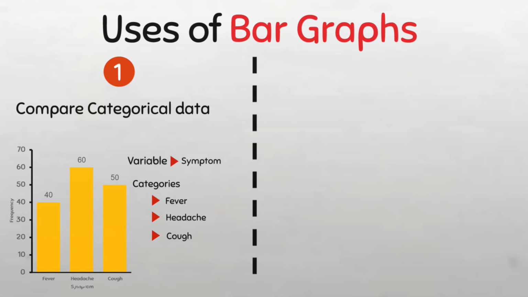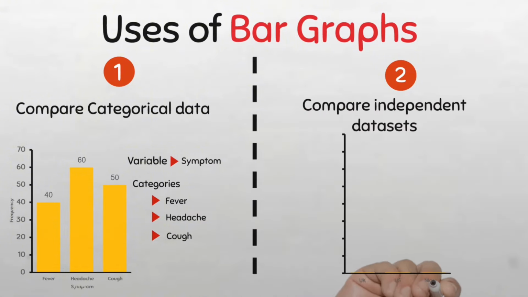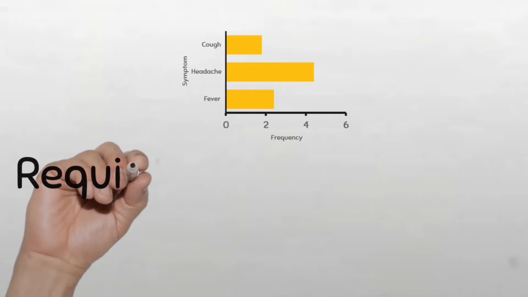Bar graphs can also be used to compare data sets that are independent of one another. For example, number of doctors in America versus the number in Nigeria and the number in the UK per 1,000 persons. We can see that these data are independent of each other and can still be represented using a bar graph. Awesome. So what are the requisites of a bar graph?